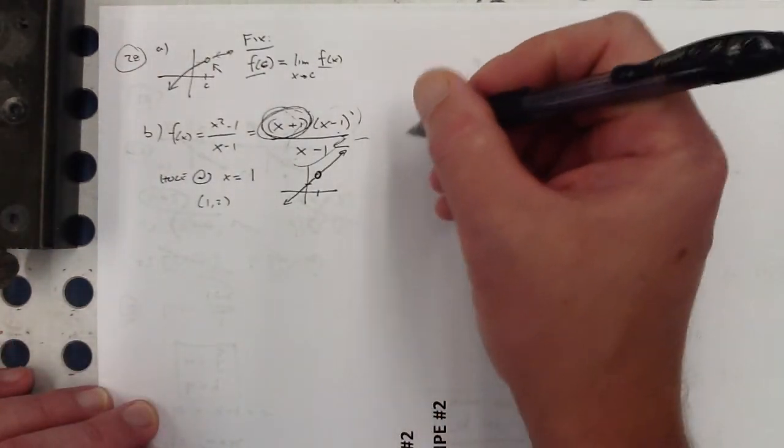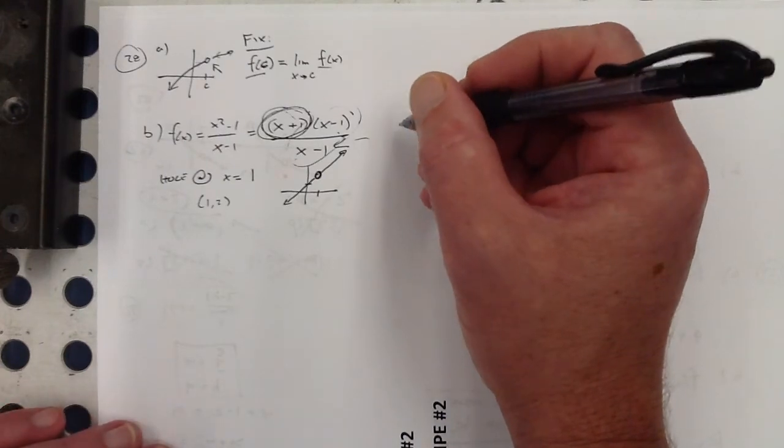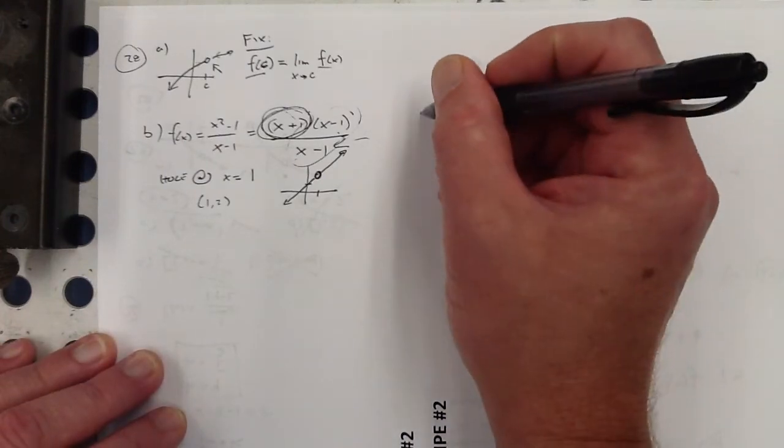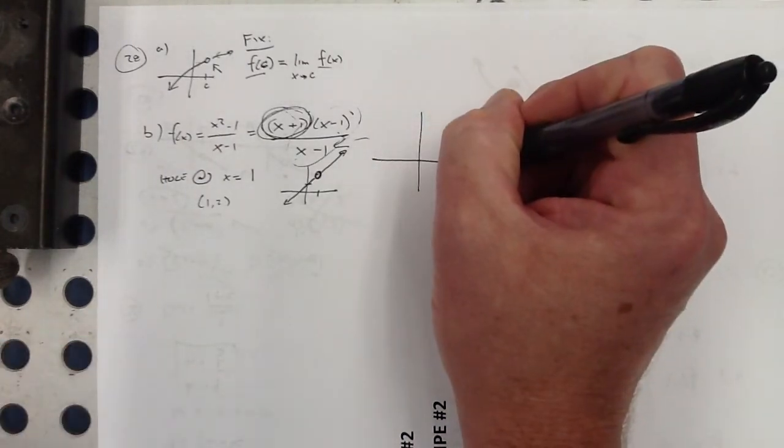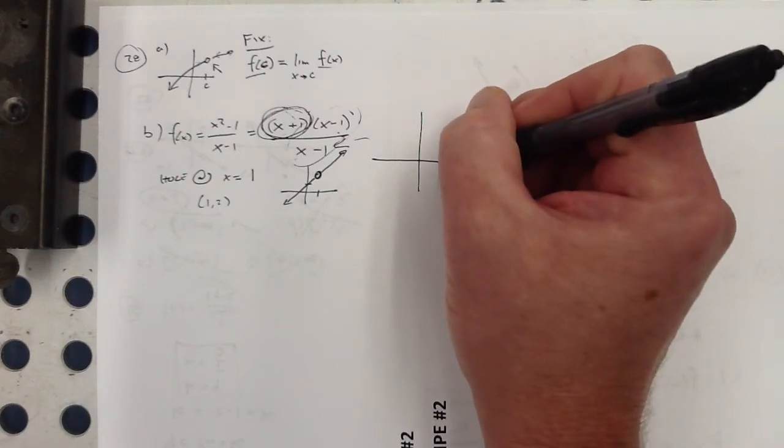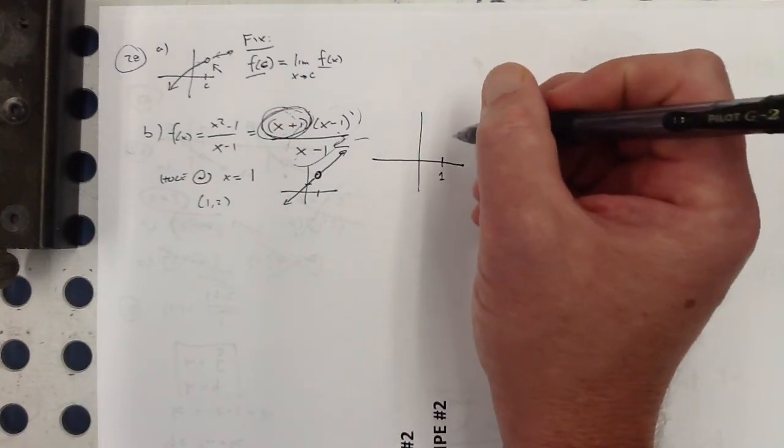And then this other one is a piecewise function that is equal to, when x is greater than 1, just equal to 1.